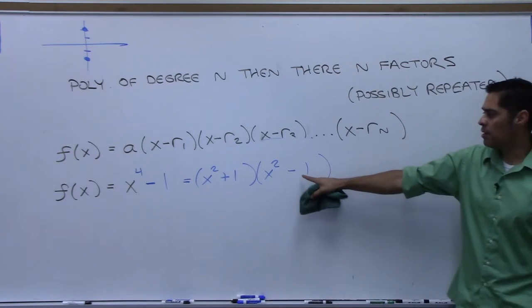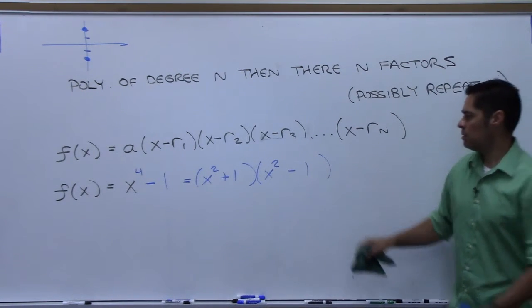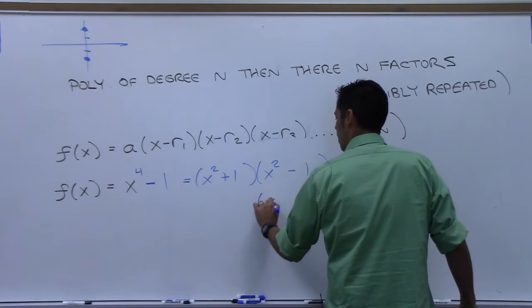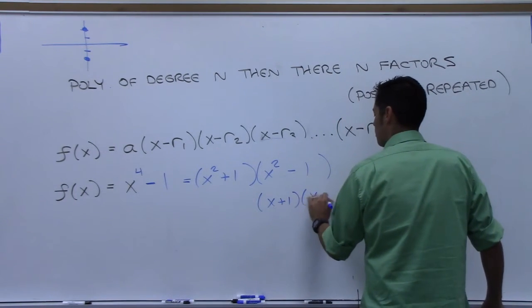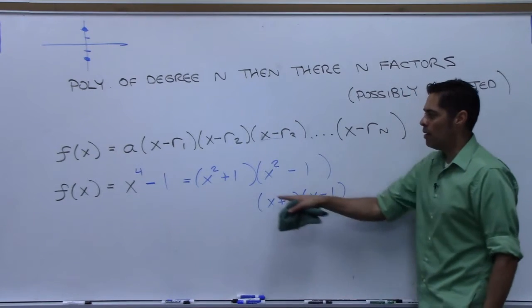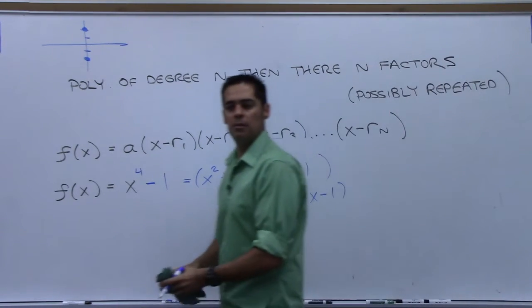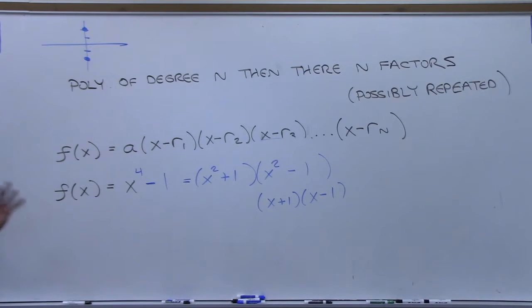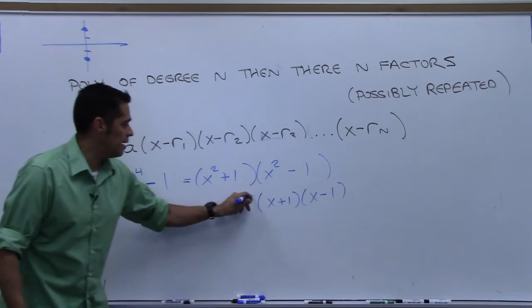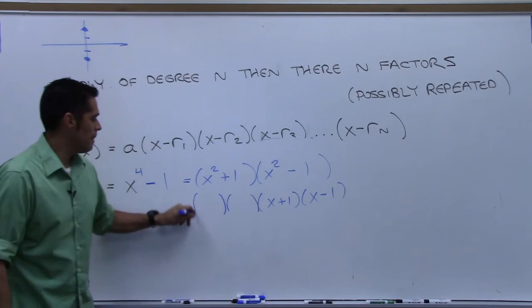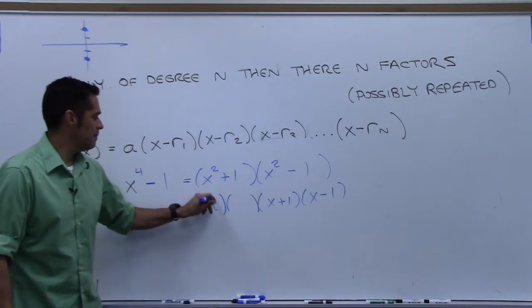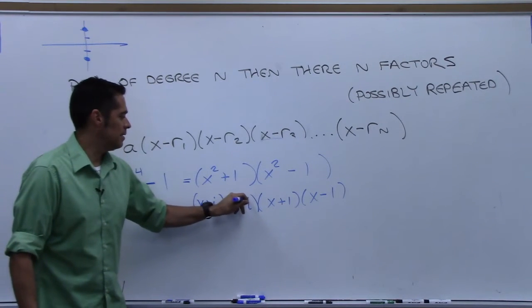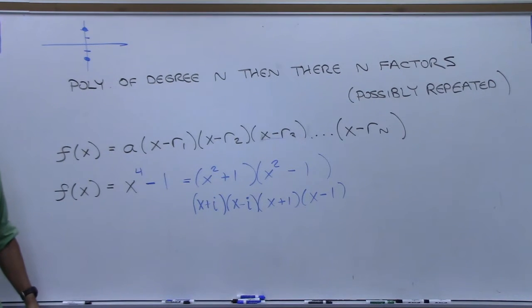Okay, this one goes even further, right? X squared minus 1 turns into what? X plus 1, x minus 1. Agreed? But what about this one, x squared plus 1? It doesn't factor over the real numbers, right? But over imaginary, it should break down to be 2 things. You know what they are? X plus i, x minus i. Exactly. And there are your 4.